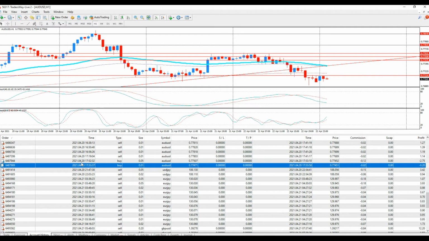And let me just look at this real quick so I can try to tell you guys why we closed these trades out. All right, so 4/20, 17:52 is when we entered.